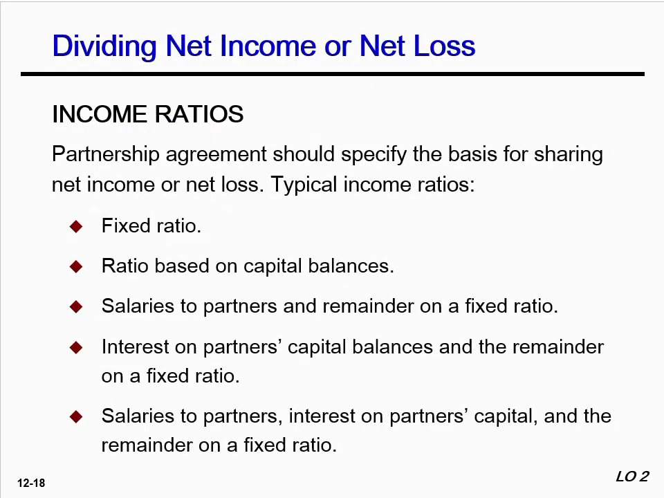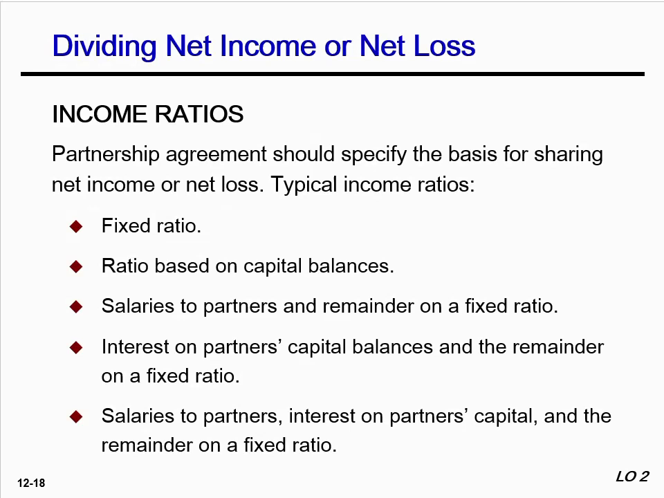Let's talk about what are the possibilities to distribute the income. So we have some income ratios. It's clearly mentioned in the partnership agreement how you are going to distribute the business income or losses among the partners. So we could have fixed ratios. Fixed ratios means that, for example, you can say 60% Mr. A will share, 40% Mr. B will share if there are two owners. So we have fixed ratios, fixed percentages.